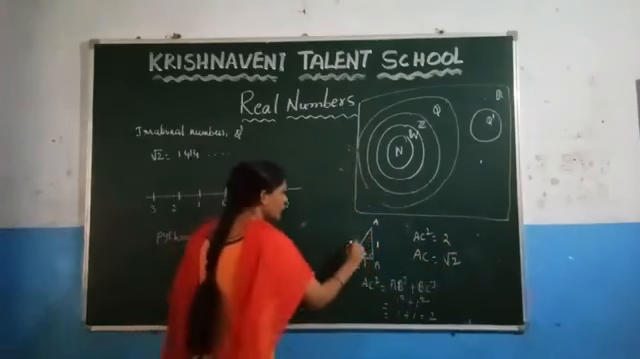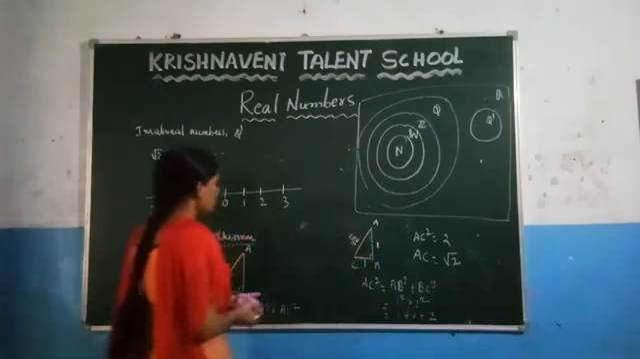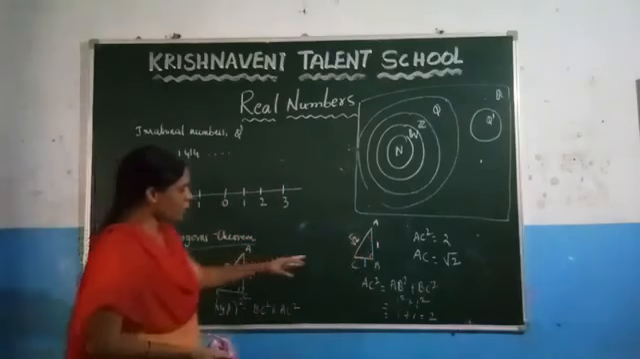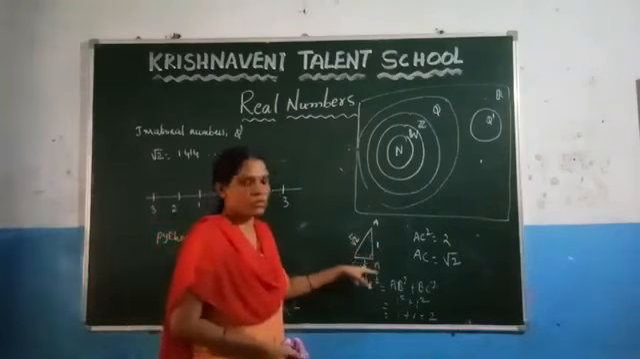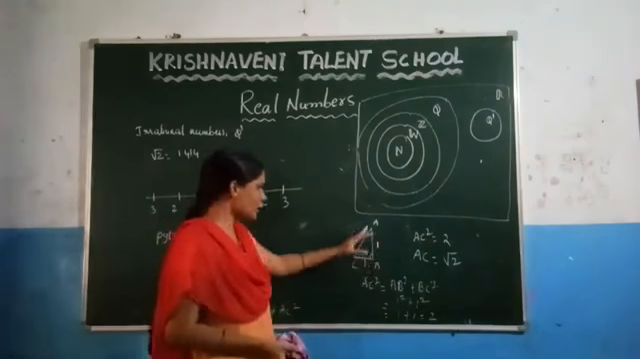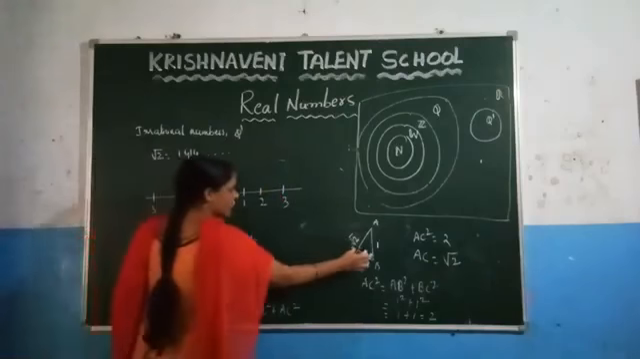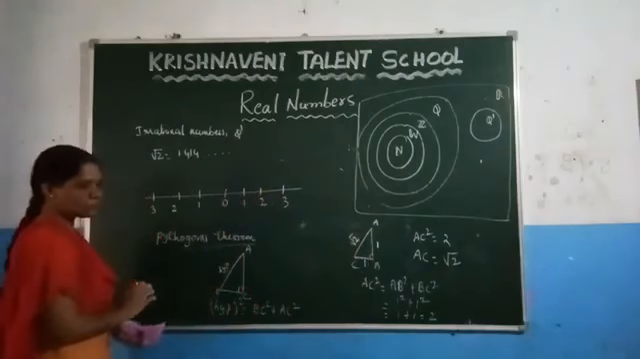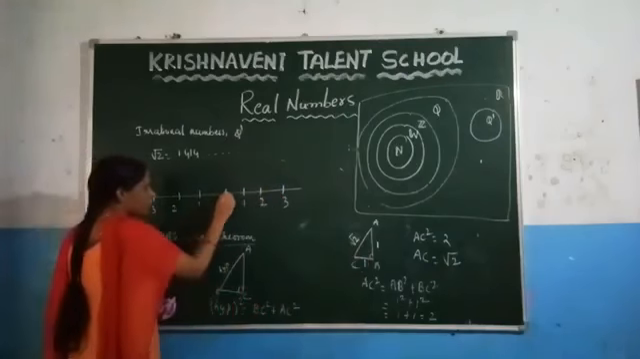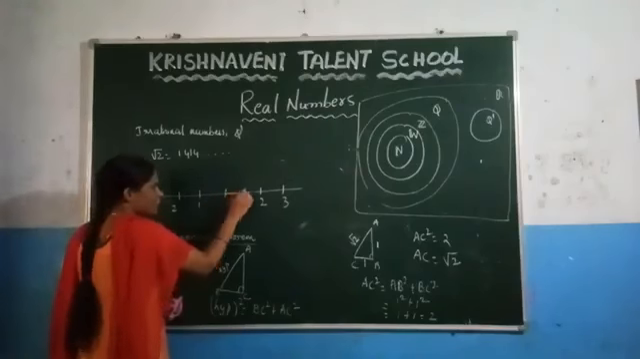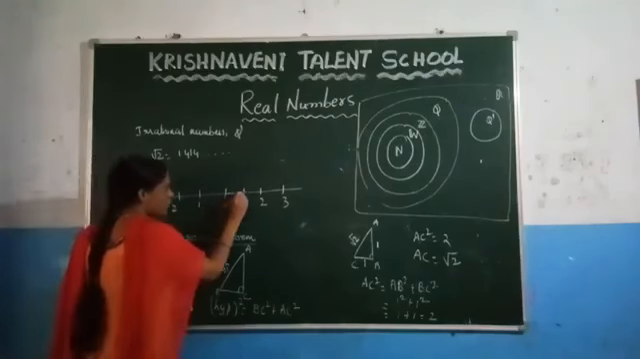Now here we are getting this as root 2. So which two sides can you take here? We can take 1 and 1 as the other two sides, so that we are getting the hypotenuse as root 2. Now we have to represent this right angle triangle on a number line. Here you can observe that from 0 to 1, this is 1 unit. Let us consider this as 1 unit.